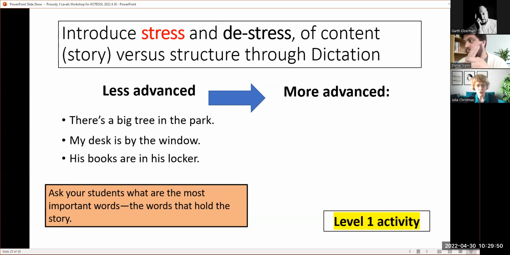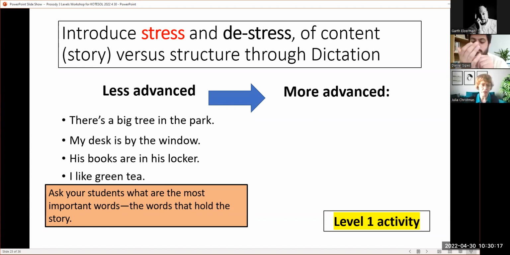And then you ask your students, well, what are the most important words? What are the words that hold the story, that tell the story? And have them mark them. Like, very, very simple one. I like green tea. Or I like chocolate ice cream. All right, what is the story word? And the students choose green or chocolate because they know that, okay, it's not strawberry, or it's not iced tea.